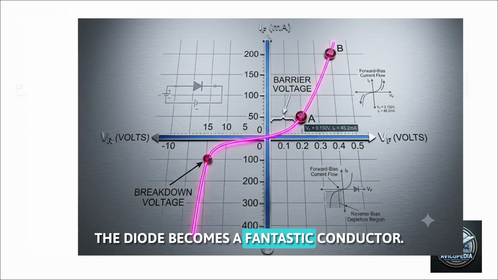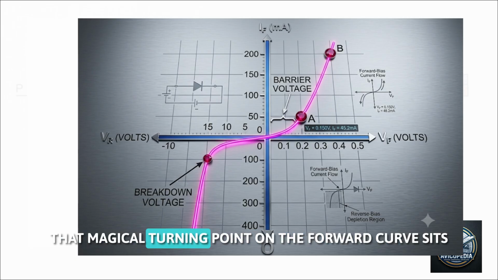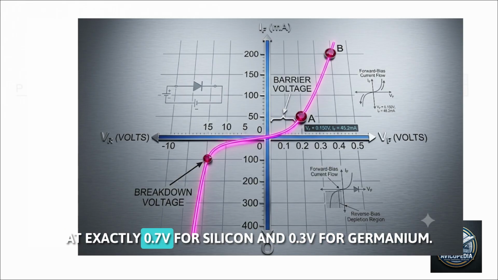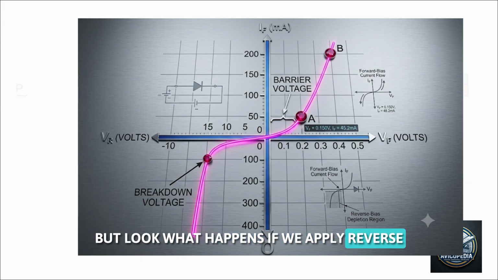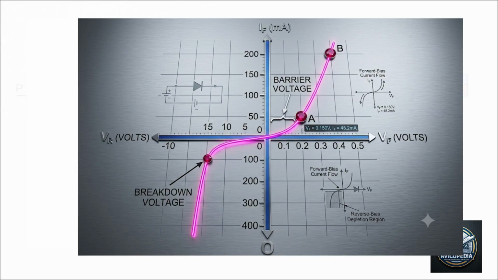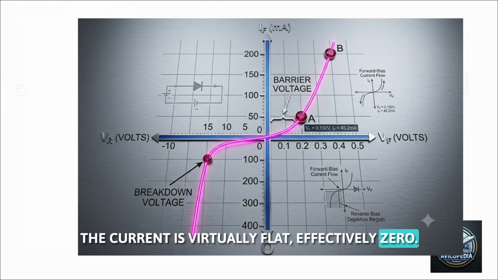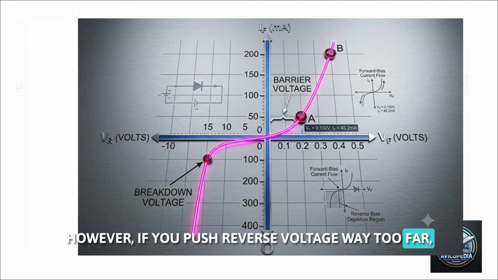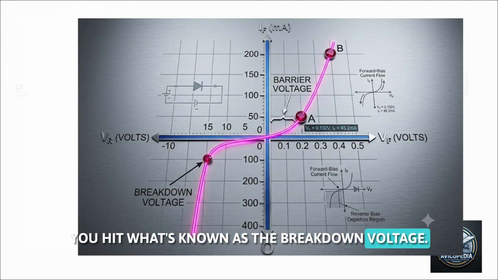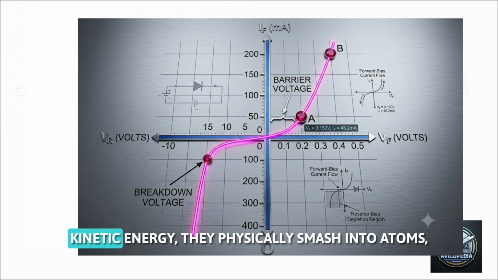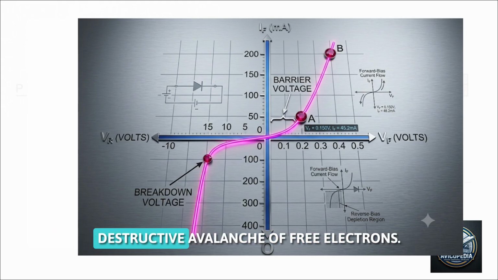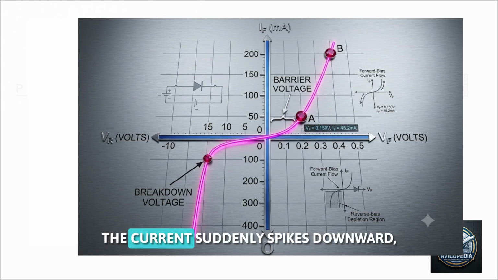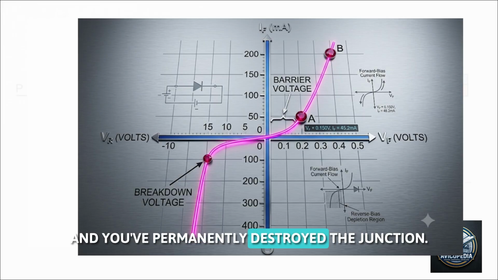The diode becomes a fantastic conductor. That magical turning point on the forward curve sits at exactly 0.7 volts for silicon and 0.3 volts for germanium. It's called the knee voltage. But look what happens if we apply reverse bias, pushing backwards on the graph. The current is virtually flat, effectively 0. However, if you push reverse voltage way too far, you hit what's known as the breakdown voltage. The minority carriers acquire so much kinetic energy they physically smash into atoms, knocking loose more electrons, creating this crazy destructive avalanche of free electrons. The current suddenly spikes downward, and you've permanently destroyed the junction.